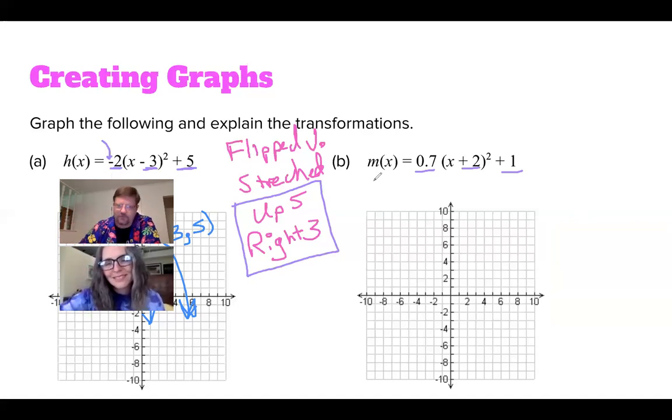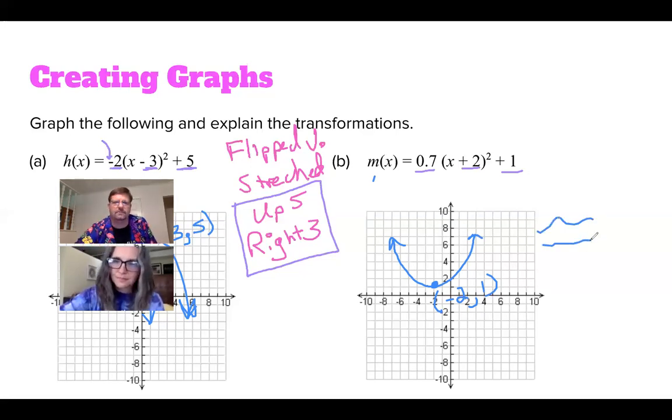Okay, we're back. This graph would have moved left 2 and up 1, so it would have been right there. And this one is not reflected over, but it's wider, so I'm going to have a wider graph. This point right here would have been at (-2, 1). That's what you should have gotten. And if you were to explain those transformations, you would write them out. I verbalized them. You can rewind what I said.